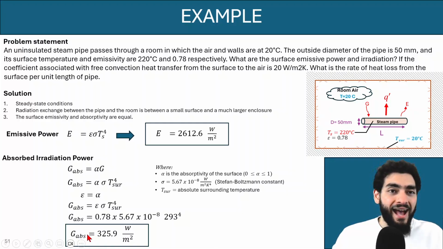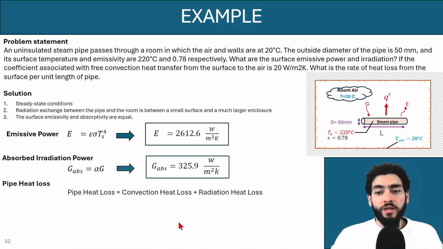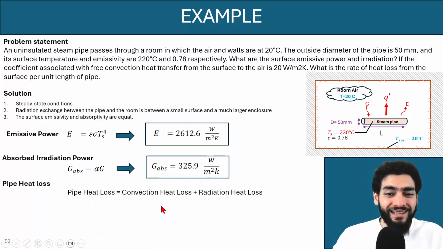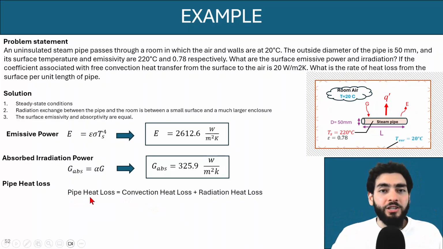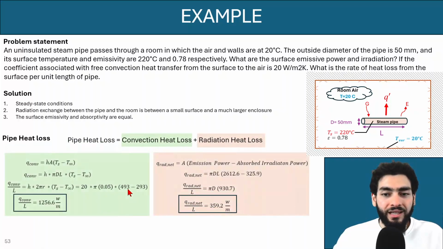Therefore, you have an absorbed irradiation of 325.9 watts per meter squared. Now, if we look at the pipe heat loss, we know that the pipe heat loss is not just due to the radiation heat loss. It's also due to the convection heat loss, because you have air inside the room that is flowing over the steam pipe. So we need to calculate what the convection heat loss is.